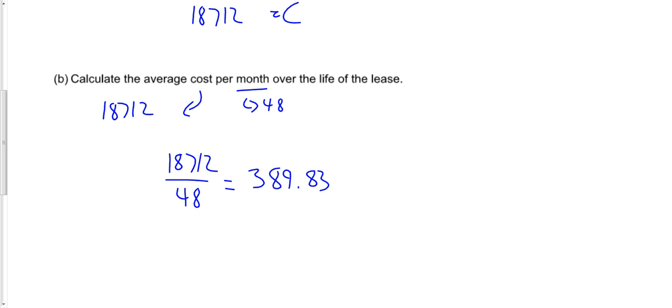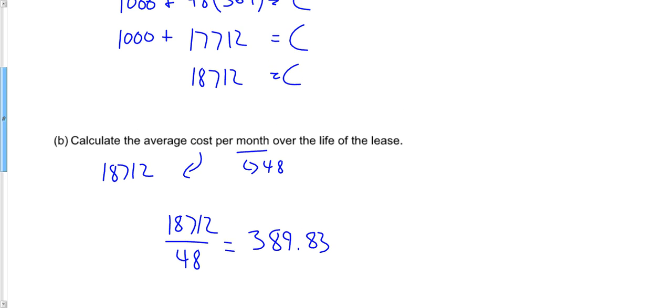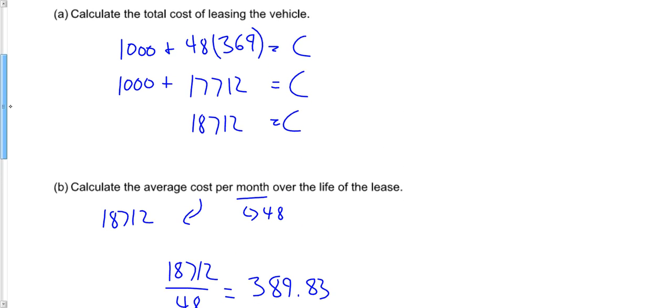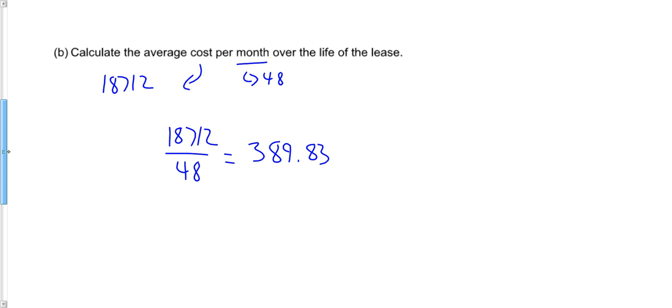So the average cost takes into account the monthly cost plus the down payment, and so your actual average monthly cost is slightly higher than your monthly leasing cost. And that's why there's the difference.